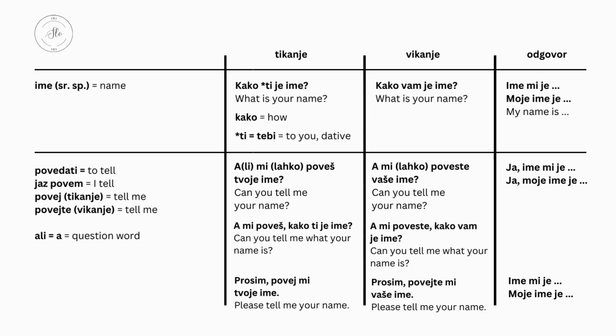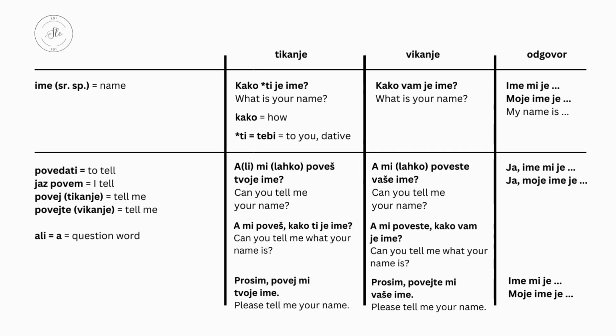If we use vikanje, we can ask a mi lahko poveste vaše ime? Or a mi poveste vaše ime? Or a mi poveste kako vam je ime? Or prosim, povejte mi vaše ime.